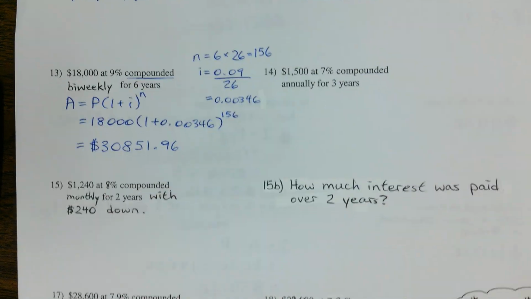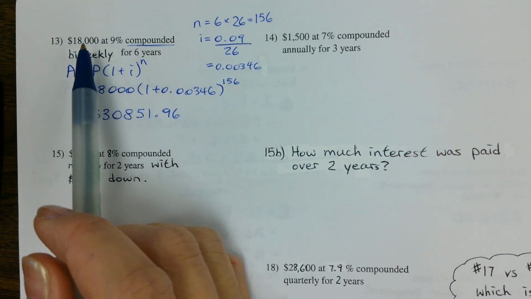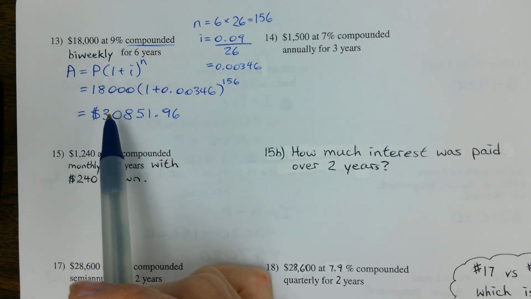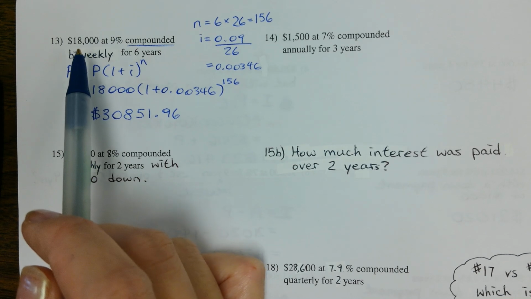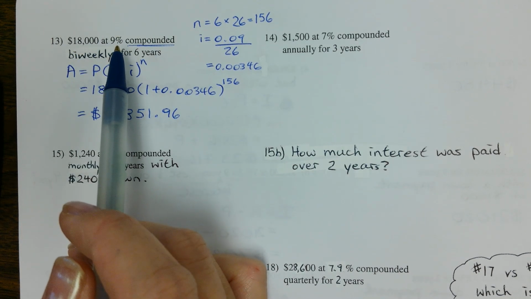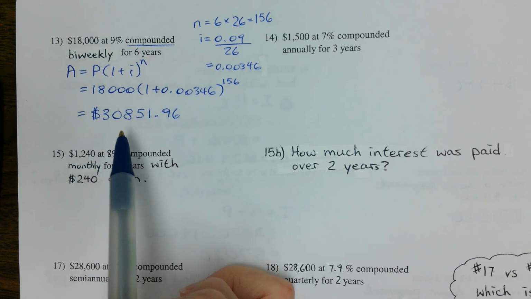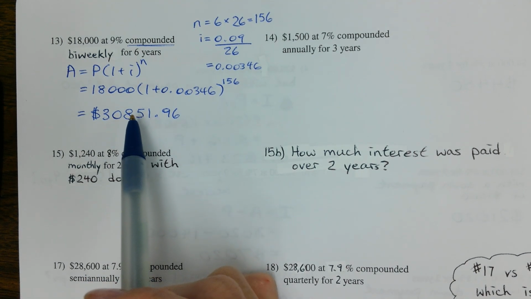Okay, so is this a good investment? No? I don't know. Yes. I think so. I would love to have this. So if you put 18,000 in the bank and the bank pays you 9% compounded biweekly for 6 years, at the end of 6 years you'll get this much. So almost double your investment.